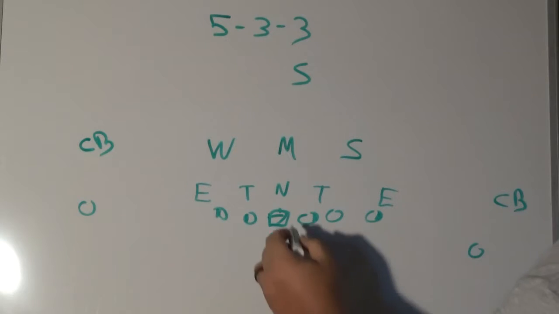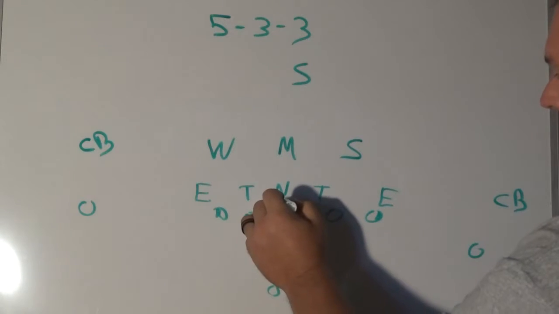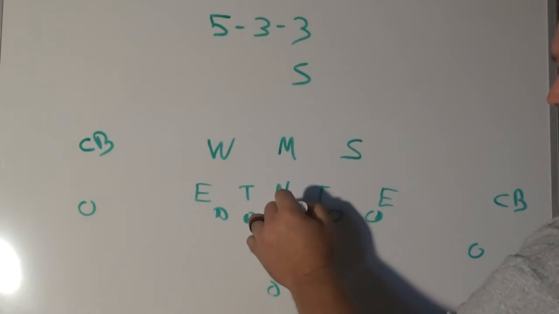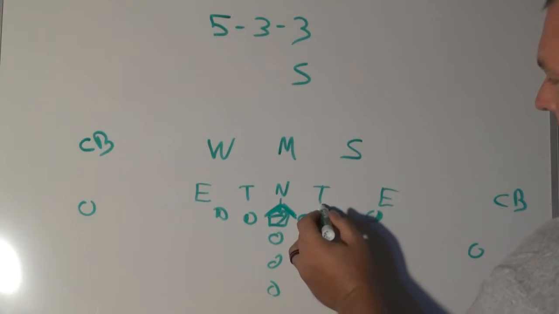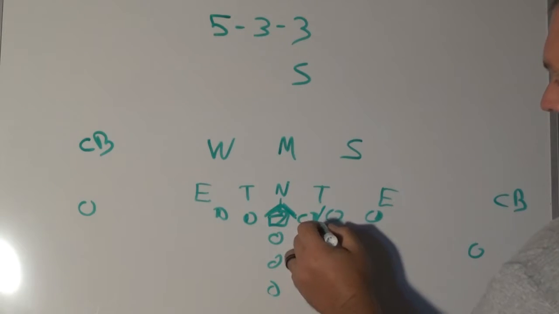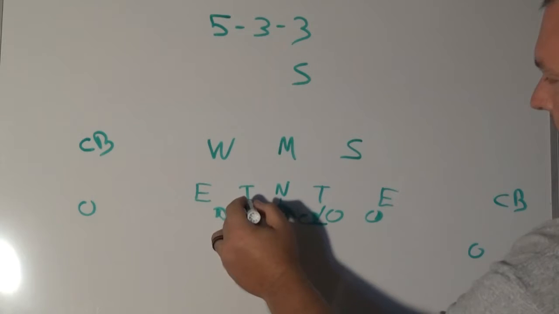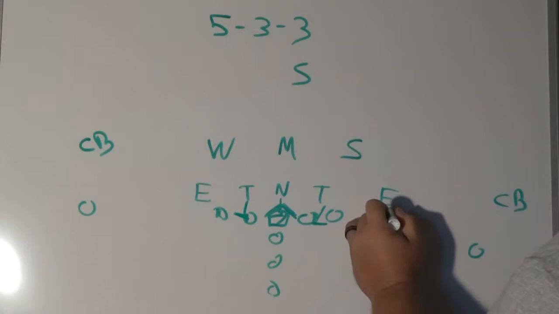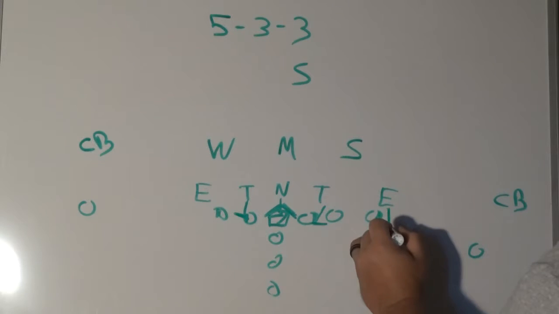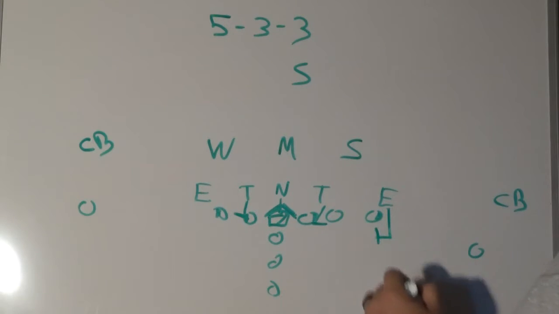Now, responsibilities. The nose guard is a two-gap player. He plays through the head of the center. He's responsible for both A-gaps. The tackles are going to play through the guard's outside shoulder, and then they are responsible for the B-gaps. The ends are going to be a 2-and-2. That means 2 yards upfield, 2 yards in, and set.